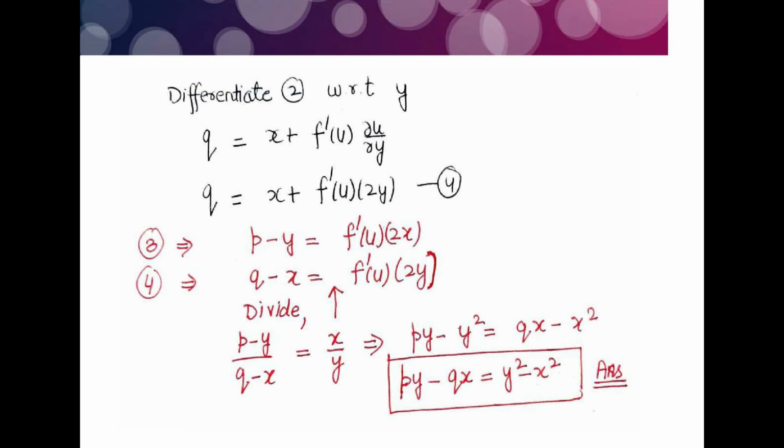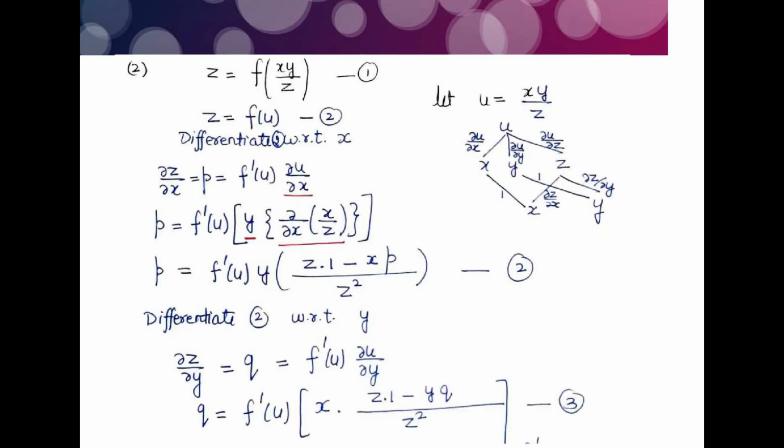Now just divide these two equations or find f dash from one equation and substitute in the other one. We have p minus y divided by q minus x, this is equal to x divided by y. Now just simplify this. We have the partial differential equation given in the box.